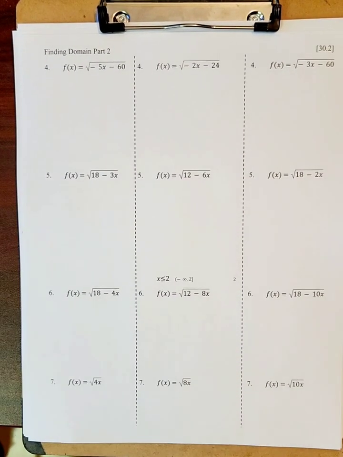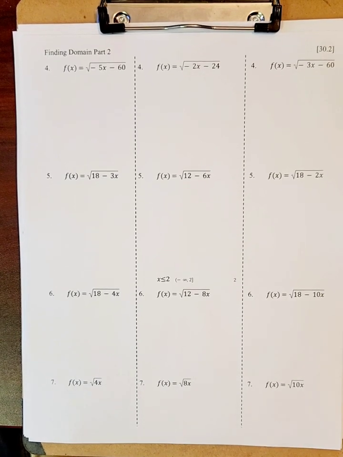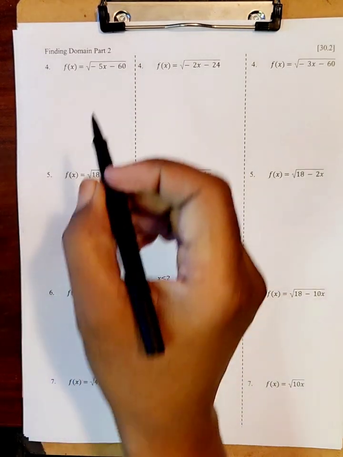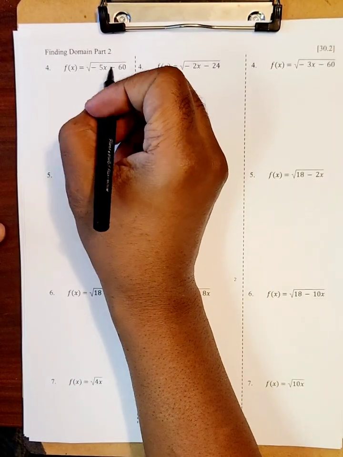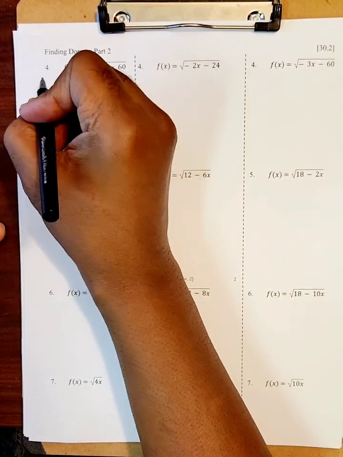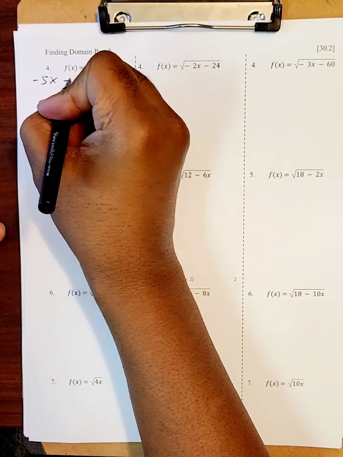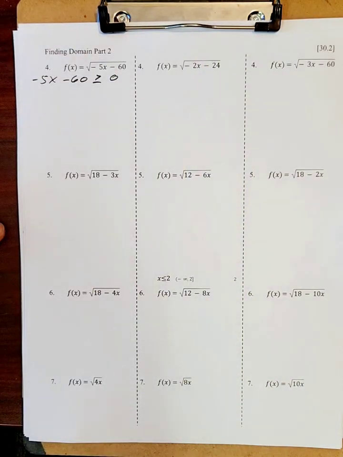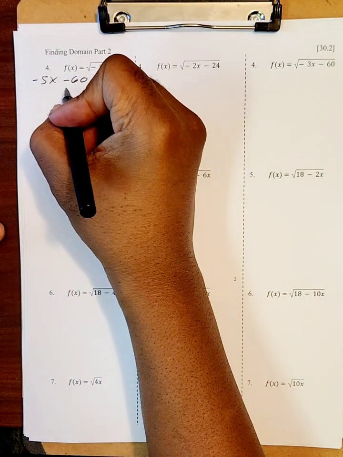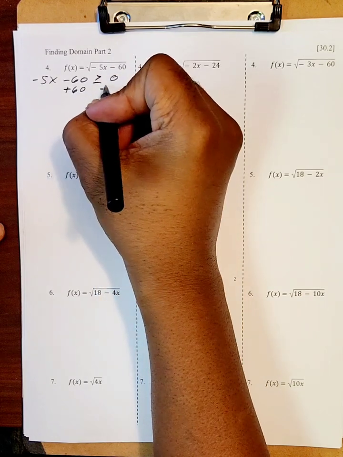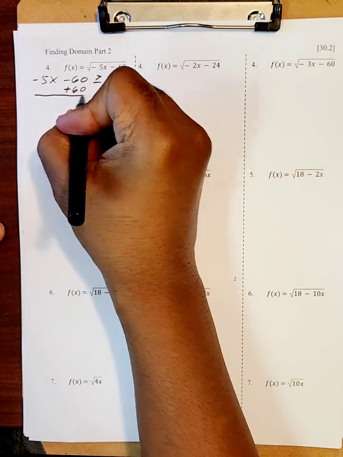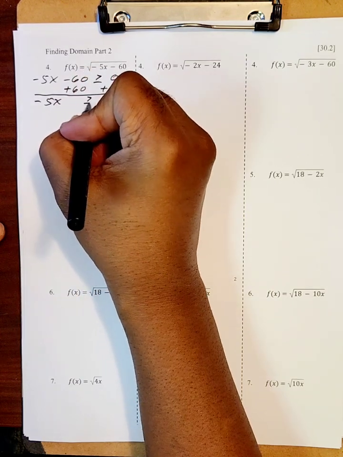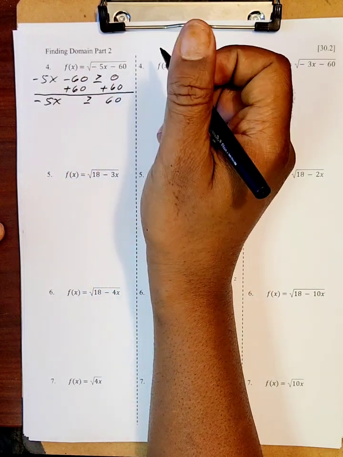Finding the domain of square root functions. Okay, to find the domain, we're going to take this expression right here out from the root, the negative 5x minus 60, and set it greater than or equal to 0. Then we're going to solve for x. So first I'll add 60 to both sides. This will give me negative 5x is greater than or equal to 60.